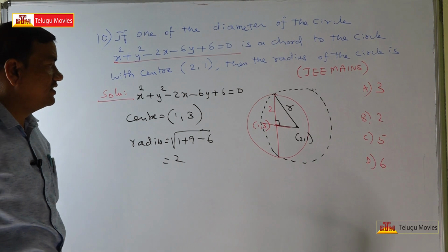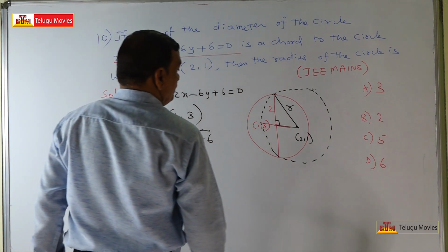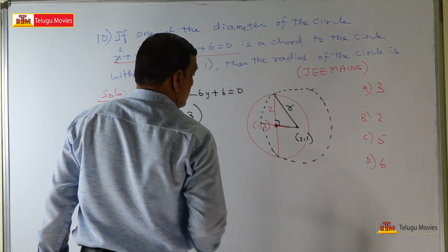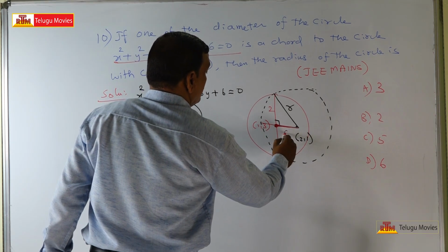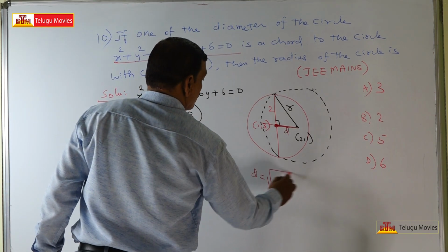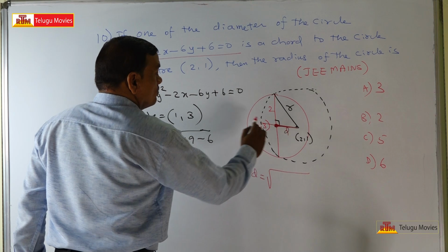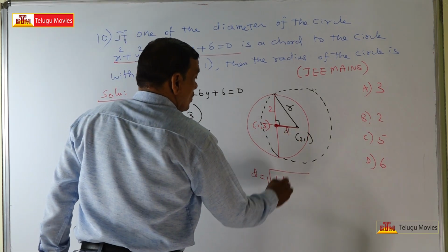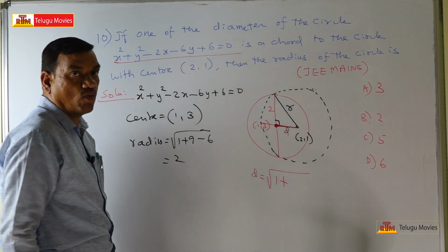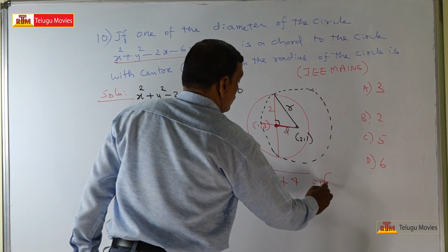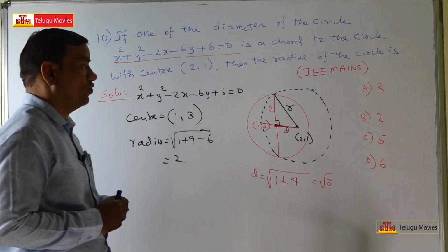There is a property, right? So, there is a diameter. So, this is the center, this is the center. So, what is the distance between these? We call it d. That d is given by under square root of x2 minus x1 whole square, that is 2 minus 1 whole square, plus y2 minus y1 whole square, 1 minus 3 whole square, that is 4, that is equal to root 5.